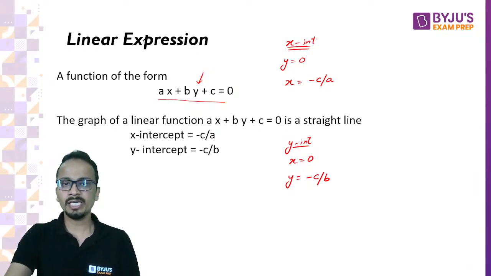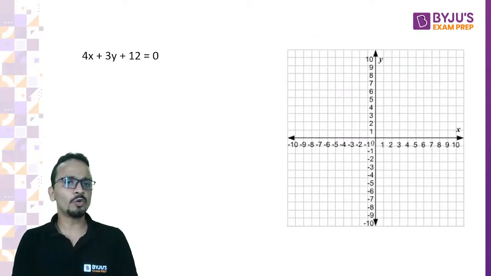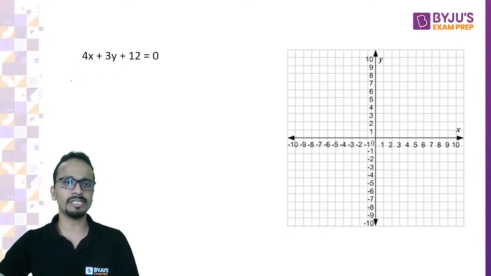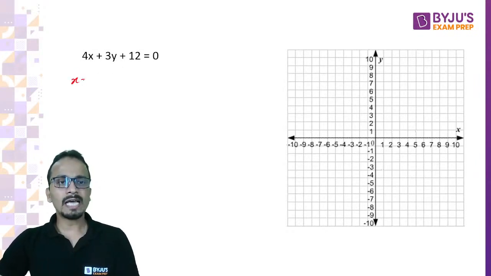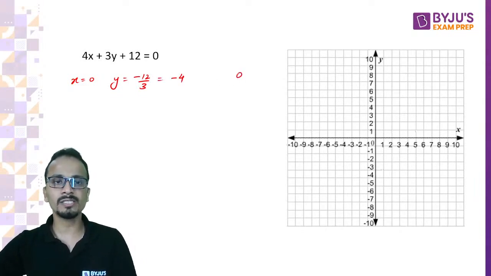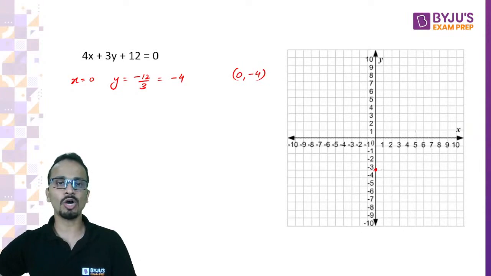Now let's have a look at some examples for this. I have the equation 4x plus 3y equals 12. Let us obtain these 2 points. Putting x as 0, the value of y will be equal to minus 12 upon 3, and that is minus 4. So this point is 0 comma minus 4. It will lie on the y axis, at minus 1, minus 2, minus 3, minus 4. So this will be the point 0 comma minus 4.